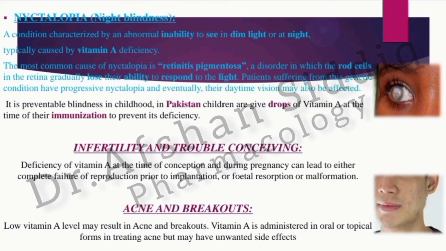Infertility and trouble in conceiving can also be observed in vitamin A deficiency. Research has observed that one cause of infertility or inability to conceive may be the deficiency of vitamin A. Acne vulgaris, I already told you, can also arise. It is a major result of vitamin A deficiency because the skin is hyperkeratinized, and then it is susceptible and prone to infectious disorders. So infection may damage your skin surface too.